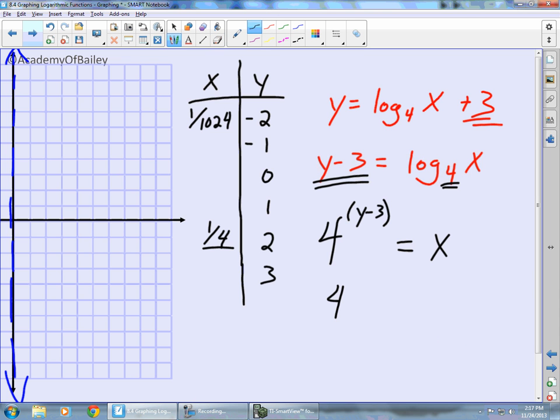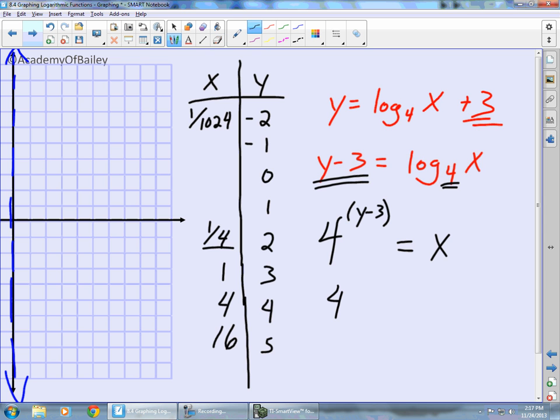So let's pick 3. That would be 3 minus 3, which is 0, and we know 4 to the 0 power is 1. All right. So let's get some larger values here, 4 and 5. So 4 minus 3 is 1. 4 to the 1st power is 4. Now 5. 5 minus 3 is 2. 4 squared is 16.